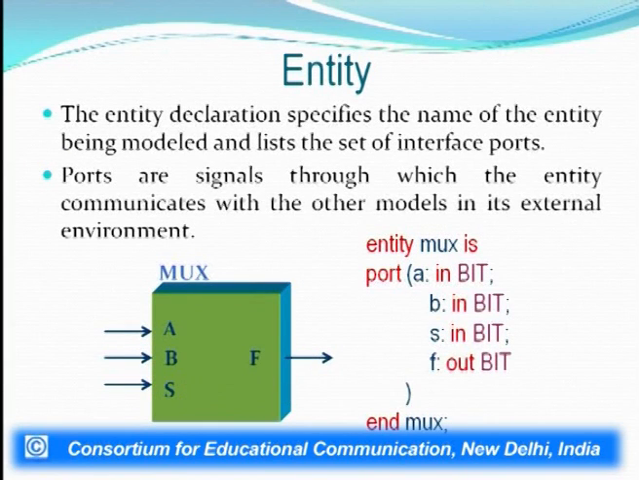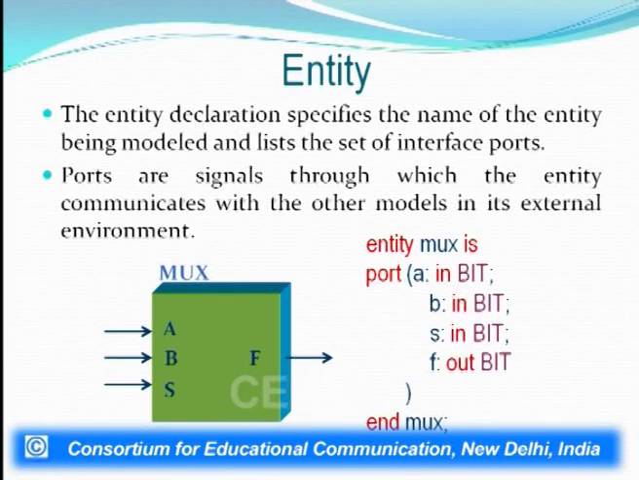Now coming to an entity declaration, let's see with the help of an example. As I mentioned earlier, the entity declaration will be specifying the name of the entity being modeled and listing the set of interface ports. Now this is an example wherein a mux has been given comprising three input lines A, B and S and an output which is F. So I define an entity mux and I say entity mux is A, B and S are input ports of bit type and F is the output port of bit type, and we finally end the entity by saying end mux. Ports are the signals which are going to be communicating in the entity to the outside world.